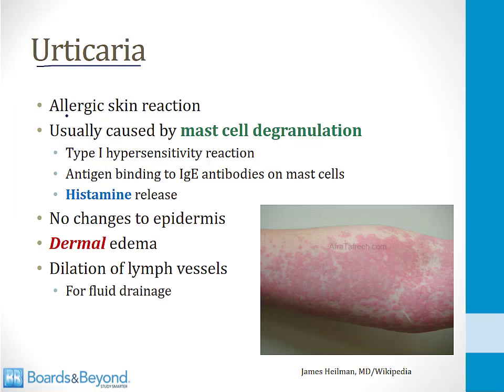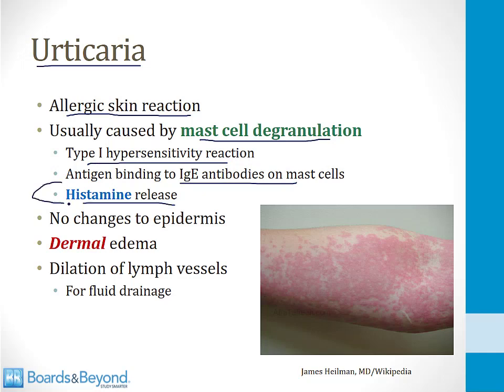This is a classic allergic skin reaction. Some people will develop urticaria when they eat certain foods. Some people will develop it as a reaction to medications. In some cases, the trigger can never be determined. It's usually caused by mast cell degranulation. It's an example of a type 1 hypersensitivity reaction where an antigen binds to IgE antibodies on mast cells and histamine is released.